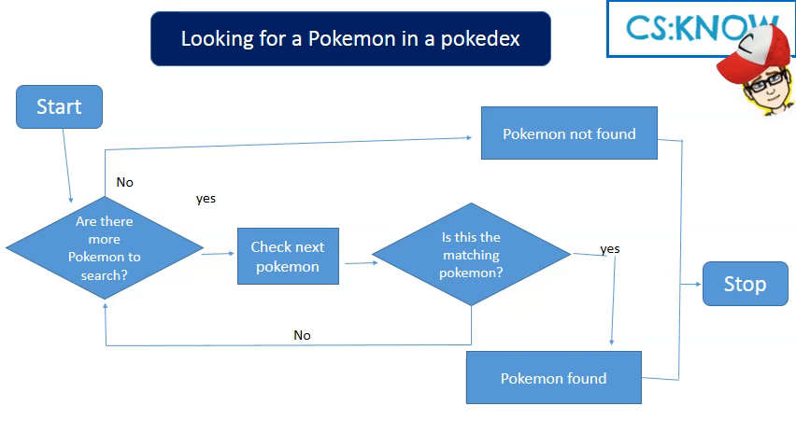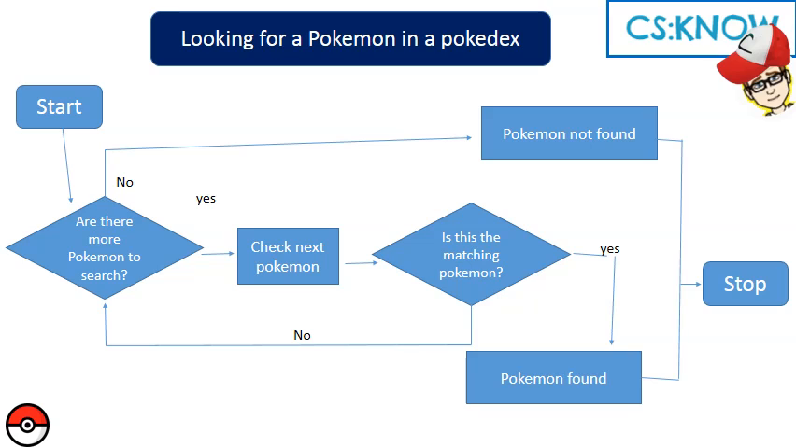So let's have a look at a loop that is continually doing something. So looking for a Pokemon in a Pokedex, we'll use that example. If we start, are there more Pokemon to search? Yes. Right, we'll check the next Pokemon then. We've got our whole Pokedex. We're going to search for this rare Pokemon we've just seen. Are there more Pokemon to search for? Yes, there are. Right, check the next Pokemon. Is this the matching Pokemon? Yes. Right, well, we found the Pokemon then. We found it. End of.